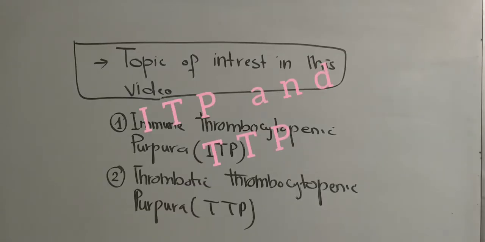The topic of interest in this video is going to be immune thrombocytopenic purpura, which we call ITP, and thrombotic thrombocytopenic purpura, which we call TTP. In both of these conditions, some things are common. For example, both are related with the peripheral destruction of the platelets. Secondly, there is a word, purpura, which is present in both of these conditions. This means blood spots underneath the skin. And both have thrombocytopenia, which means the blood platelets will be less than 150,000.